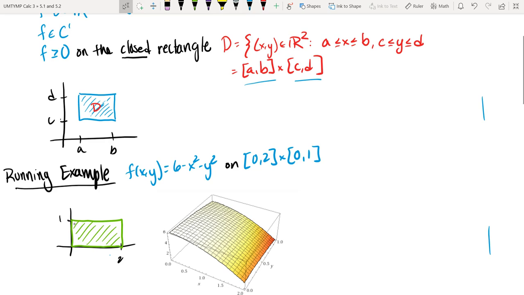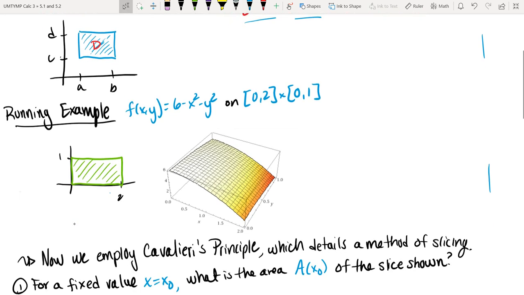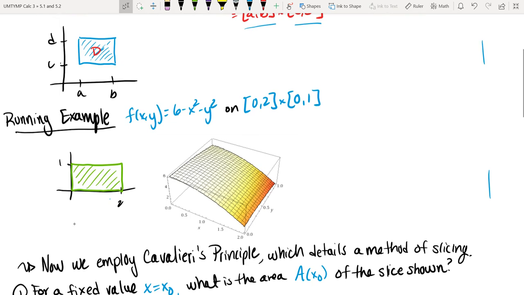We're still interested in finding the area underneath this surface on this particular domain. Going back to Calc 1, we talked about creating a partition, looking at a particular value, and then creating little estimating rectangles. We're going to do that eventually, but I want to introduce a different method, an idea of slicing. You can look this up. It's called Cavalieri's principle, and it details the method of slicing.